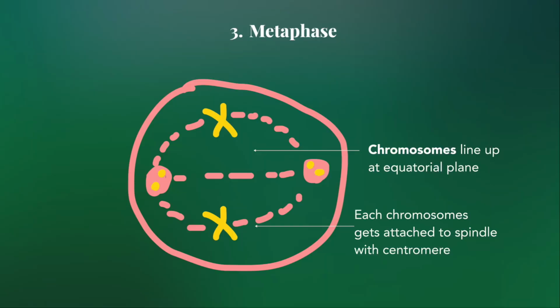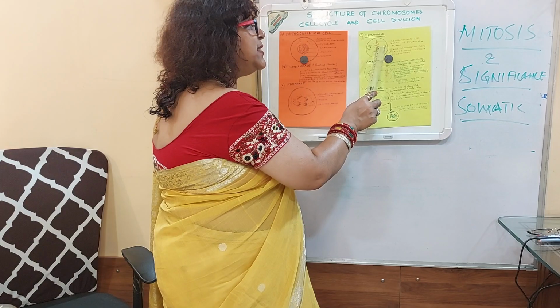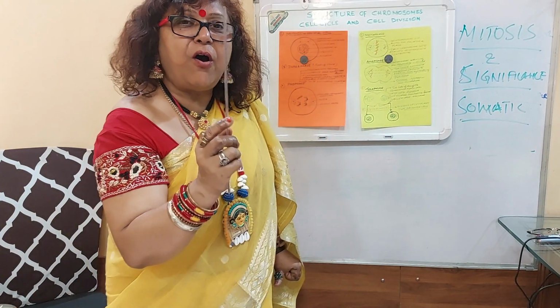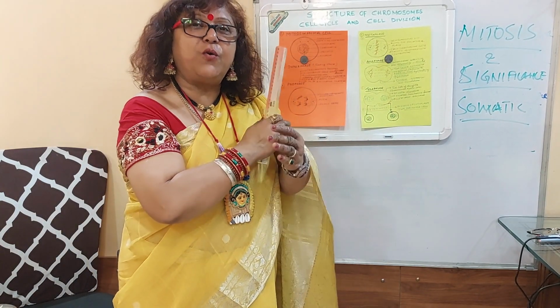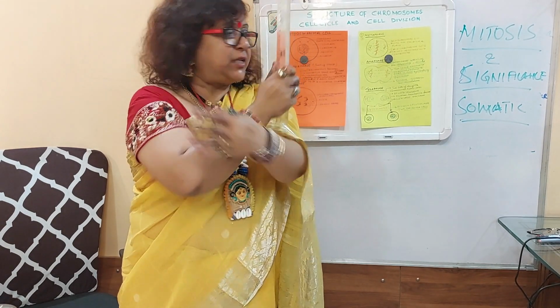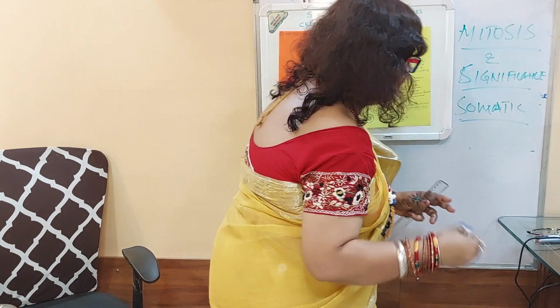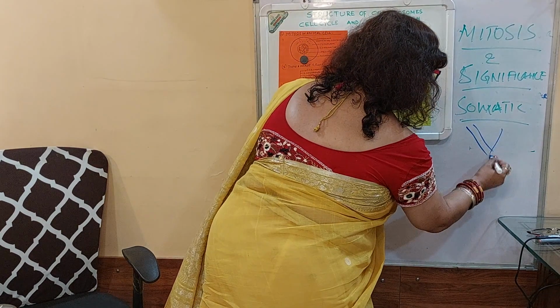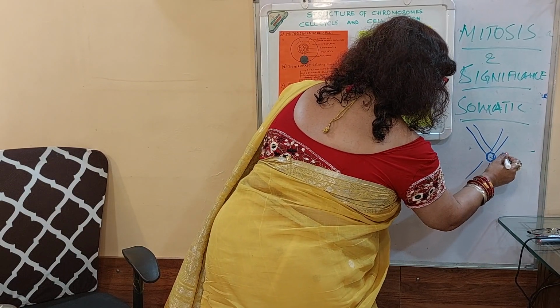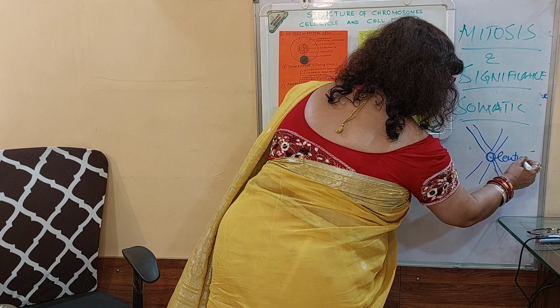What happens in metaphase? The chromosomes lie along the equatorial plane, and each chromosome gets attached to the spindle fiber with the help of the centromere. I had told you what the centromere is. Centromere is the attaching point of two sister chromatids. When the two sister chromatids are attached, it forms a cross. This point of attachment is nothing but the centromere. I can show you again. So this point of attachment is nothing but the centromere.